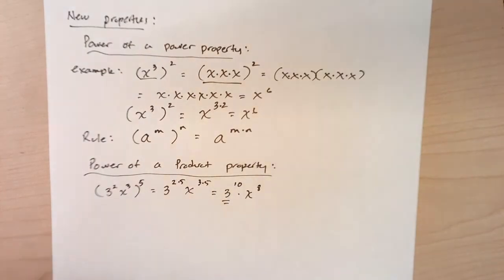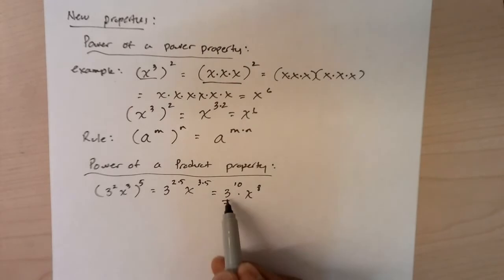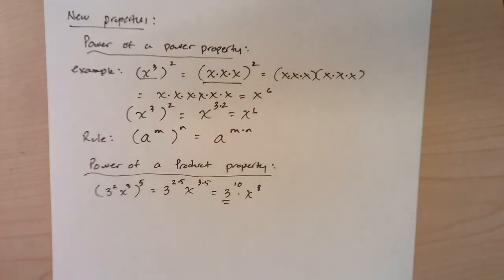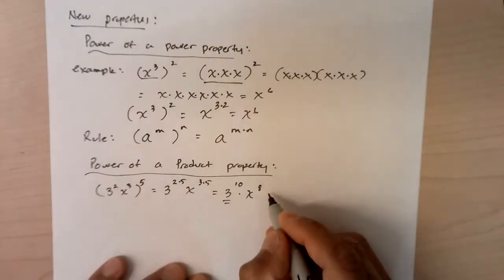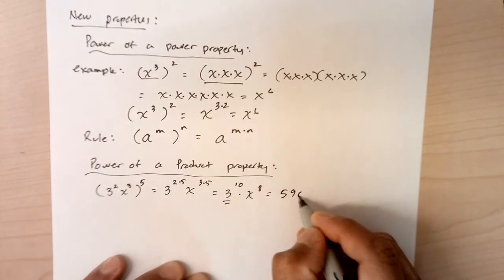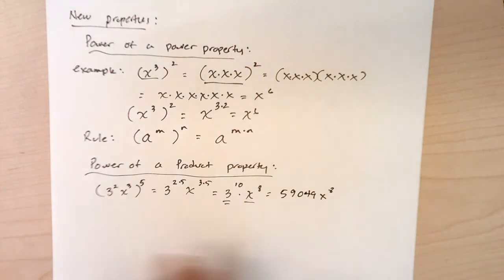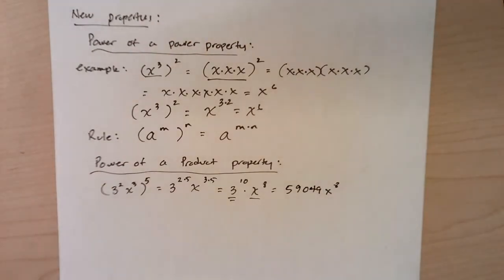And then what I'm going to do is evaluate 3 to the 10th as well. If you're asked to simplify, you always want to take everything as far as you can go. So 3 to the 10th, since I have a constant to some exponent, I could always simplify that. Probably just want to use your calculator, make sure you're using your exponent button. So 59,049 x to the 8th. Can't simplify the x to the 8th any further because we don't know the value of x. That's using the power of a product property.